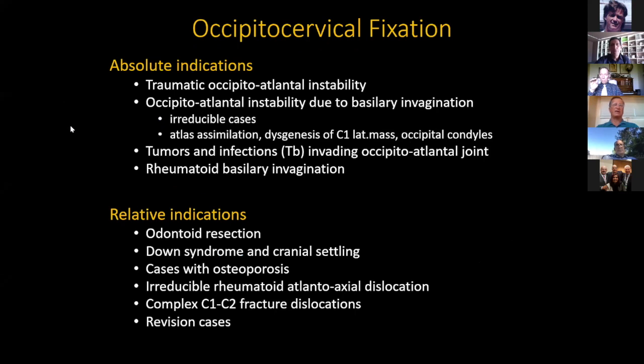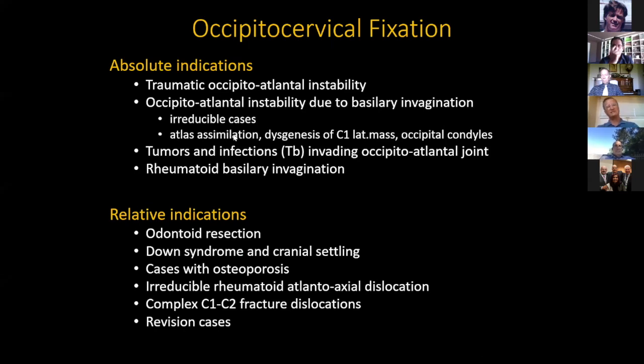And these are the absolute indications. If there is a traumatic occipito-atlantal instability, it is quite rare, very uncommon, and most of the cases are fatal cases. They die after a while. Occipito-atlantal instability due to basilar invagination, if it is irreducible, which is not very common actually. Most of the cases you can reduce by application of good reduction techniques.